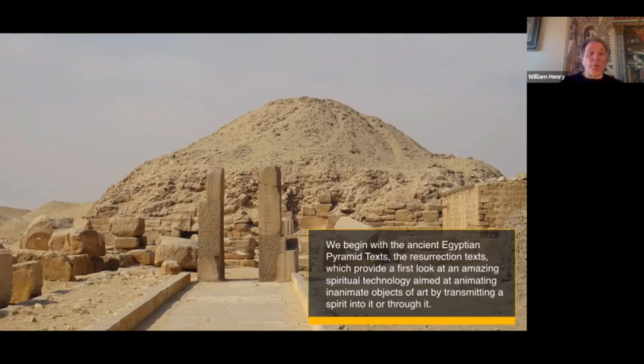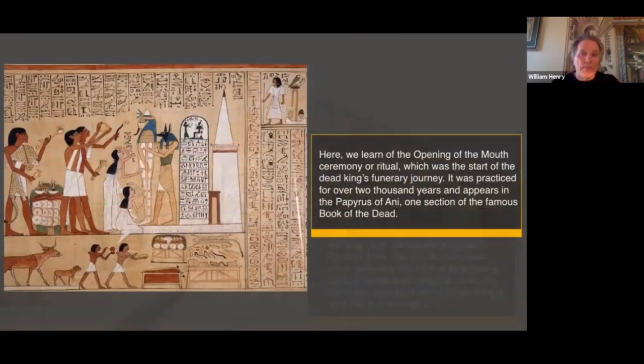We'll begin with the ancient Egyptian pyramid texts, the resurrection texts from Saqqara, approximately 2500 BC, which provide a first look at an amazing spiritual technology aimed at animating inanimate objects of art by transmitting a spirit into it or through it. The guys at Google, Ray Kurzweil's gang, who are developing this next human, will want to watch this presentation because their ultimate quest is to be able to transmit spirit into their artificially intelligent creations.